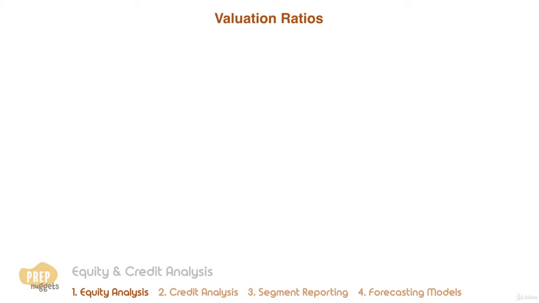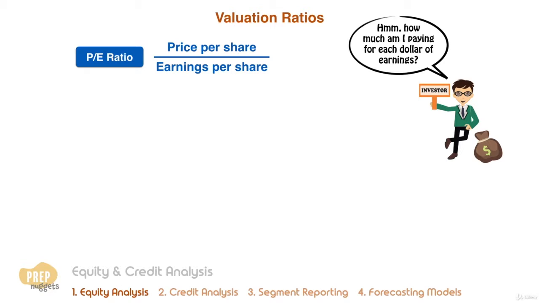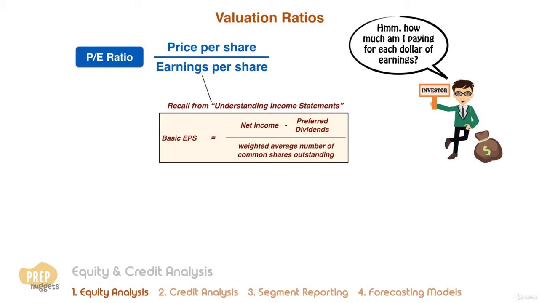The most widely used valuation ratio is the price-to-earnings ratio, more commonly abbreviated as the P/E ratio. It expresses the relationship between the price per share and the amount of earnings attributable to a single share. In other words, it tells us how much an investor in common stock pays per dollar of earnings. Recall this equation for basic EPS from the topic on understanding income statements.